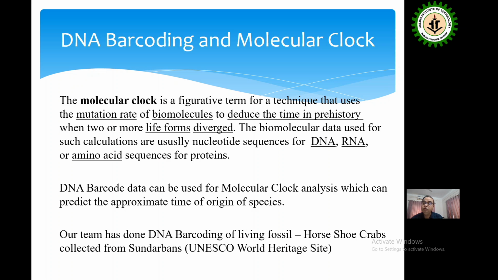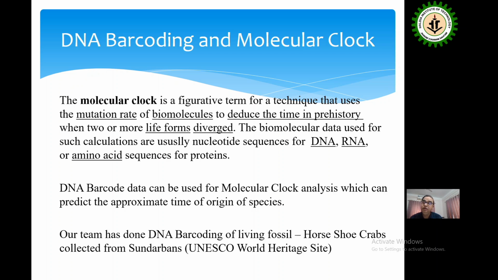So here we have shown that among those living fossils, the horseshoe crabs, which species originated first, and then from which species another horseshoe crab has originated, and how the migration pattern went. It is published in our book DNA Barcoding in Marine Perspective. In that book we have shown how this primitive species migrated from the Tethys Sea.